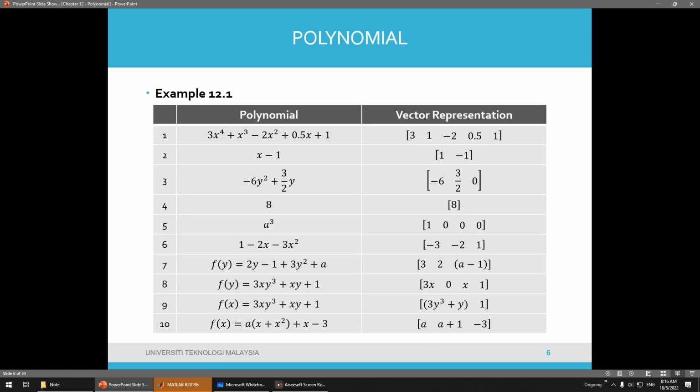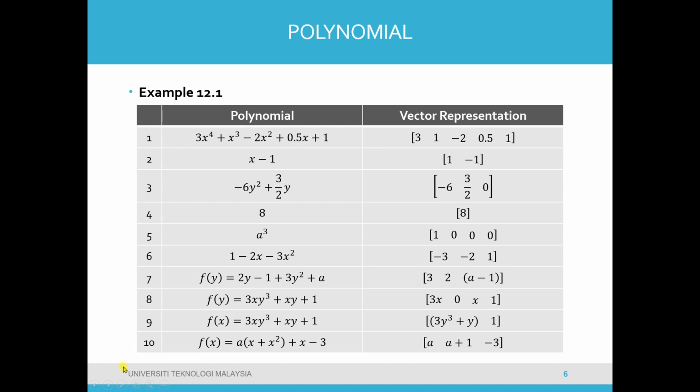Okay, so here is the example I showed you before. Let me open this. Make sure you know how to do this: how to change a polynomial into a vector in MATLAB. You can see here, this is order 4, so 3.